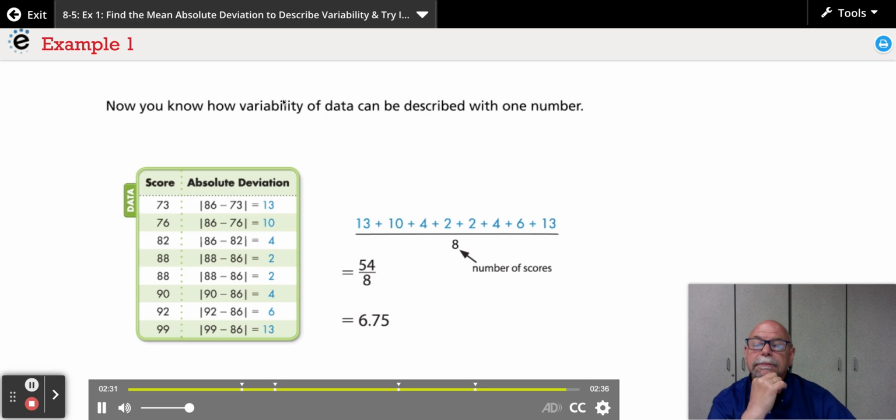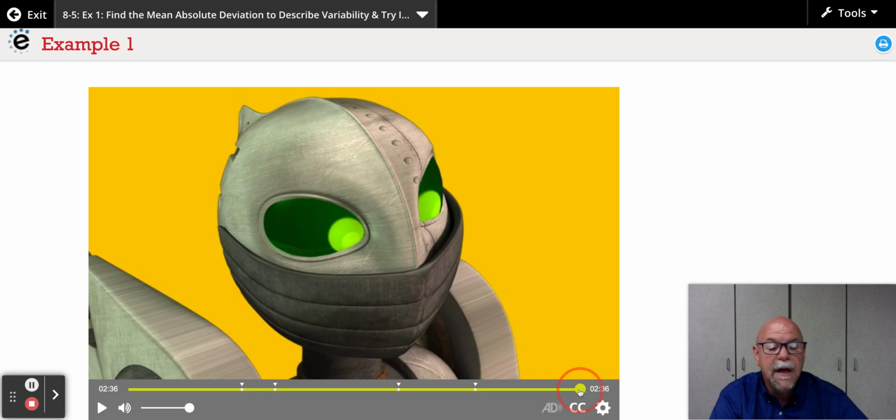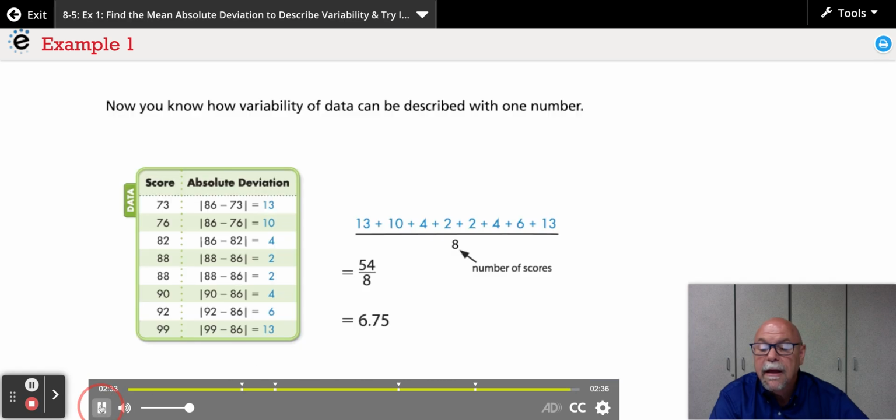Now you know how variability of data can be described with one number. Right, so the basic idea there is the smaller the mean absolute deviation, or the MAD, the smaller that number is, the closer the data is grouped together. And the range would also be closely grouped together. So when you have a big range, you have a larger absolute deviation. And when you have a smaller range, you have a smaller mean absolute deviation. With one number.